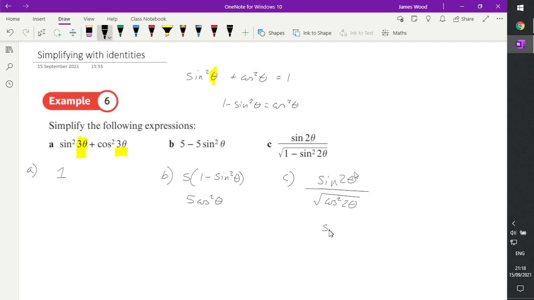If we simplify that, we will get sine 2 theta over cos 2 theta, because we've square rooted cos squared. And then that is going to be equal to tan 2 theta, using our other identity that sine over cos is tan.